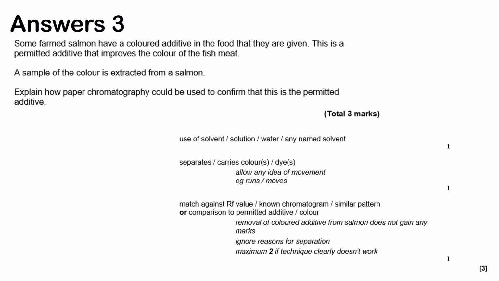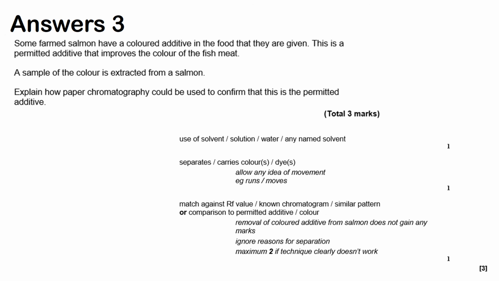So we're going to use a solvent or solution or water or any named solvent for the first mark. So you're going to state the fact that you need a solvent. You're then going to say that that solvent carries or separates the colours or the dyes as they move or run up the paper. And then for the third mark, you're going to say that it matches against the RF value or a known chromatogram, or has the same pattern as the permitted additive, so it matches the permitted additive.